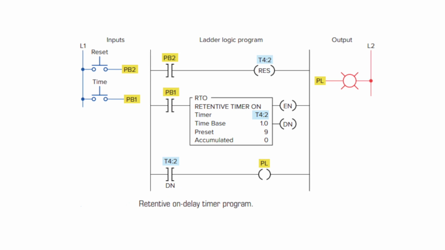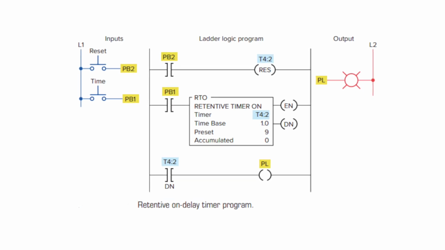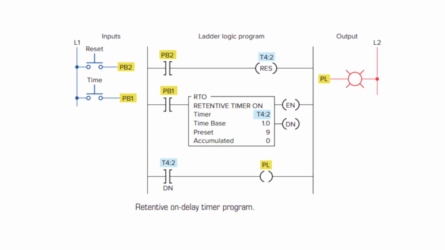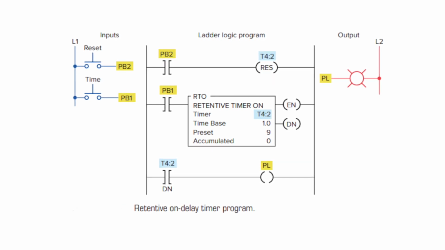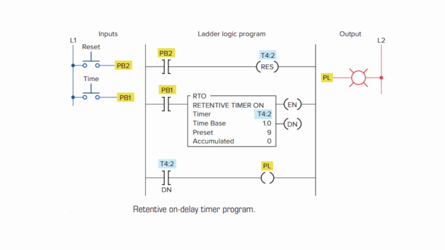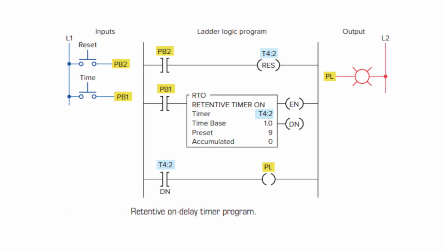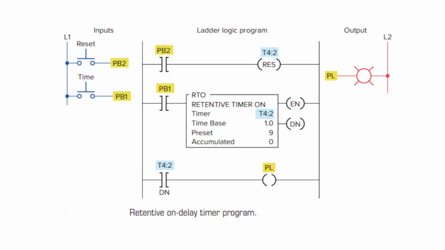In a similar way, you can see on the second rung the push button 1 is connected to the timer. Our output is represented by PL in the third rung, and the output is connected to the timer done bit, and the timer done bit address you can see in the diagram, that is T4:2/DN in the third rung. Now see the operation of the circuit.